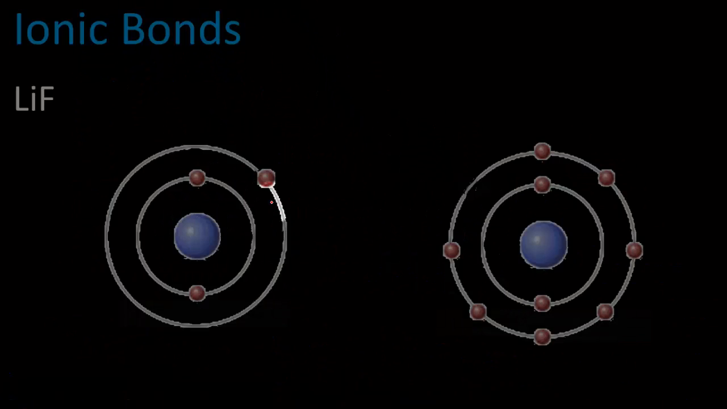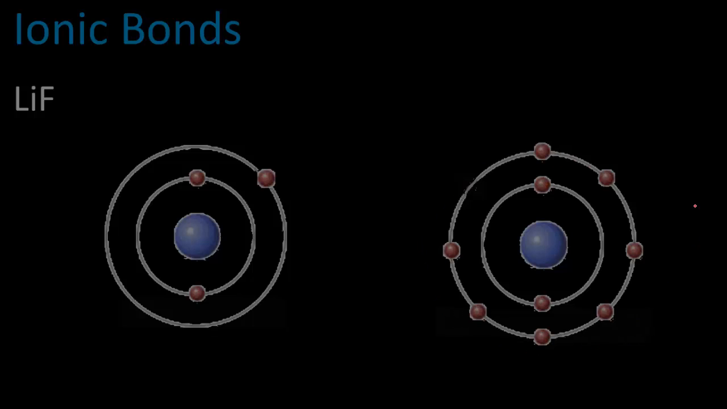Okay, now let's look at this ionic bond here. We have a lithium atom. It has 1 valence shell electron. Now remember, it wants a full outer shell, so in order to do that, it would have to gain 7 electrons or lose 1, and it would be much easier for lithium to lose 1.